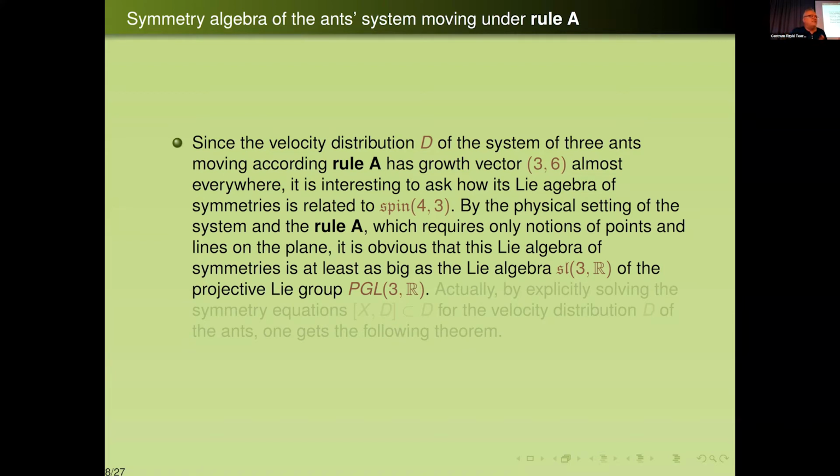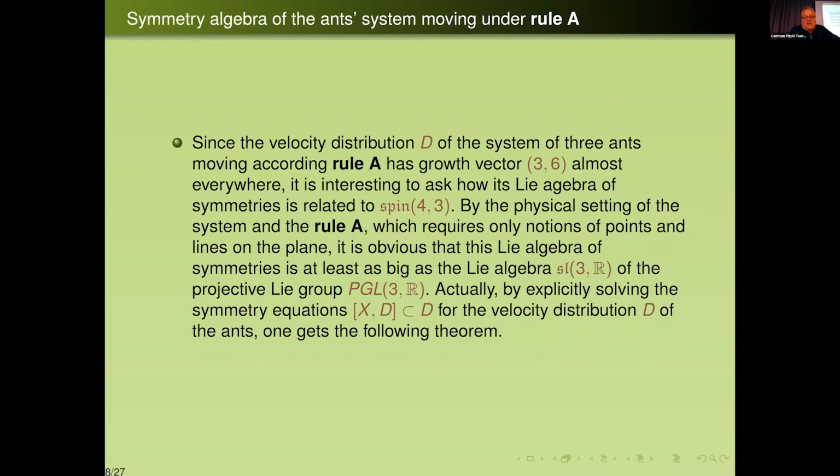So this configuration is definitely PGL3 symmetric, right? I didn't put in any ingredient but points and lines on the plane. This must be symmetric, and you can calculate it actually. You can calculate the symmetries explicitly. You can solve the symmetry equations. That's the simplest way of doing it. That's the simplest way for me.